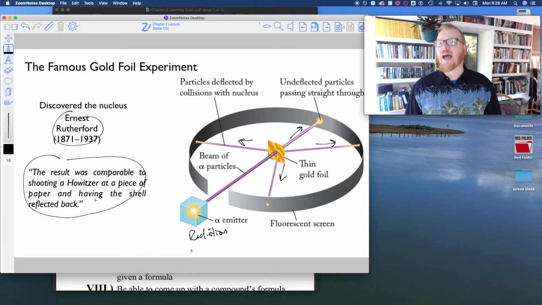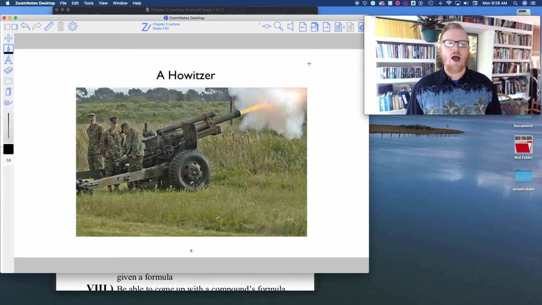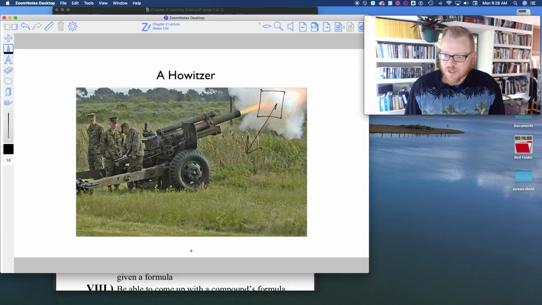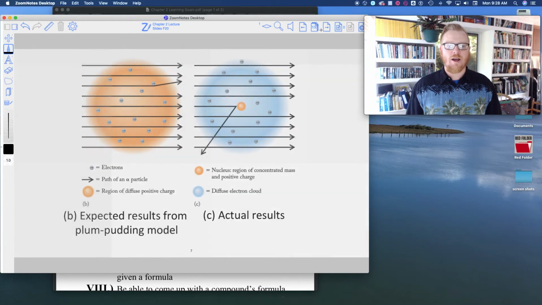Shooting a howitzer at a piece of paper and having the shell come back. In case you don't know what a howitzer is, this is what a howitzer is. So could you imagine having a piece of paper right there and then it comes flying back at you? That's the equivalent analogy. That is what happened. So what's going on here?